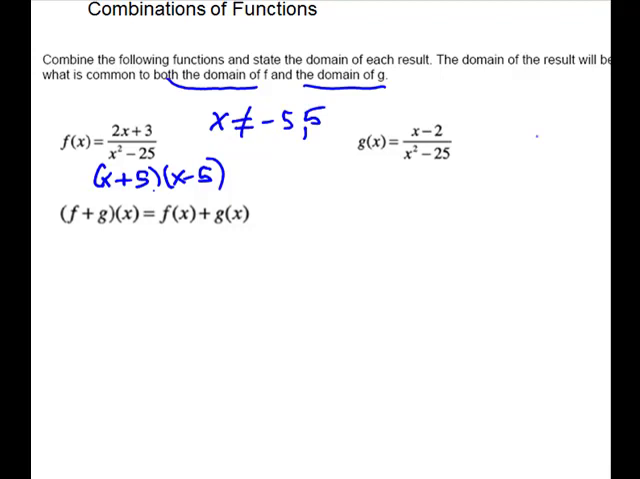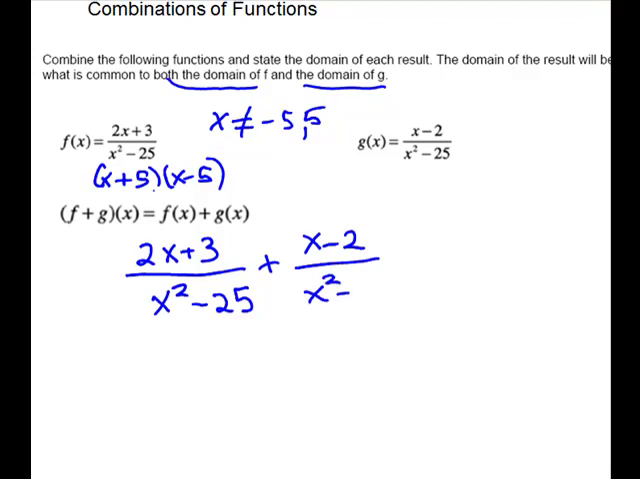All right, so first we're going to add them together. So we're going back to old addition of fraction rules. And if you remember, when you add fractions, you have to worry about a common denominator. Fortunately, we have a common denominator, so our rule says keep it. Combine the numerators, and this is addition, so we can just combine like terms. 2x plus x is 3x, and 3 minus 2 would be plus 1.